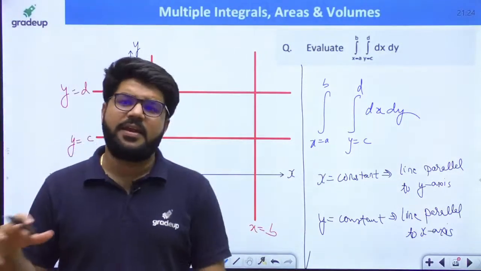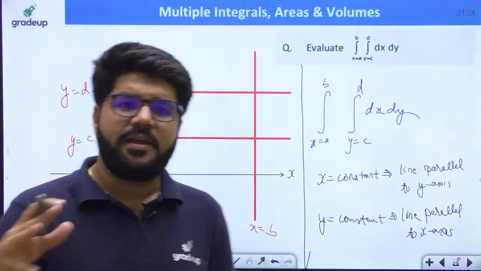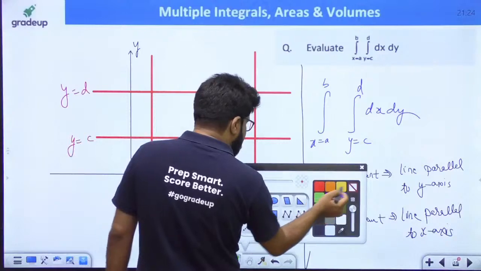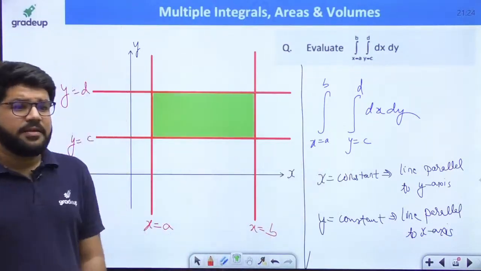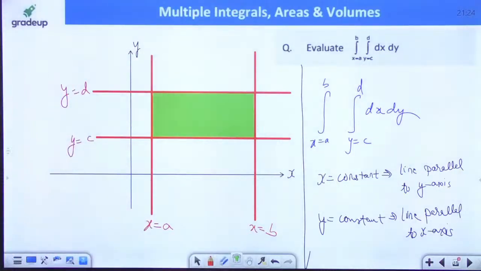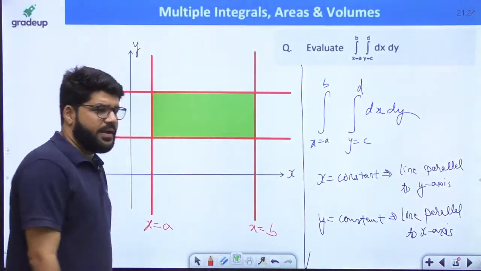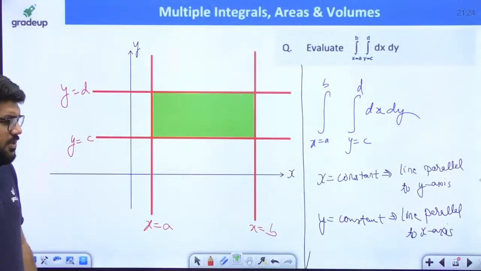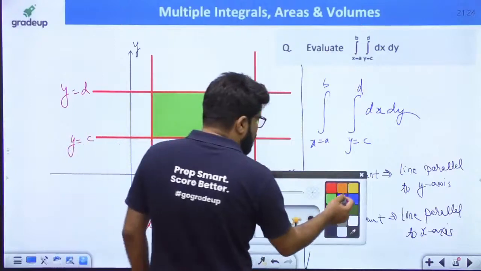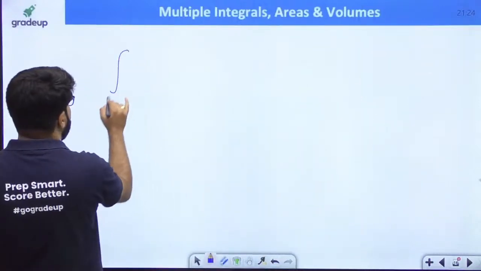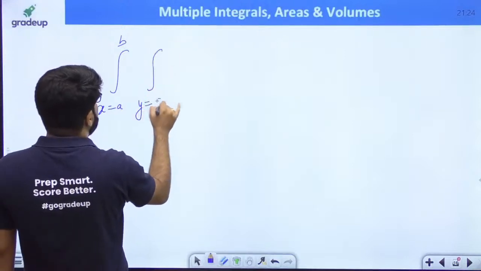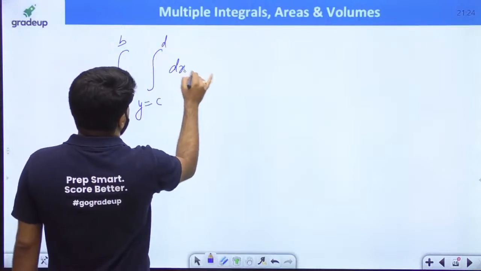What is the region enclosed by these limits? Everyone try to understand. The region enclosed between them is turning out to be a rectangle. Now, if I try to solve this integral, the solution is very easy. According to what we have solved so far, this is a very simple question.